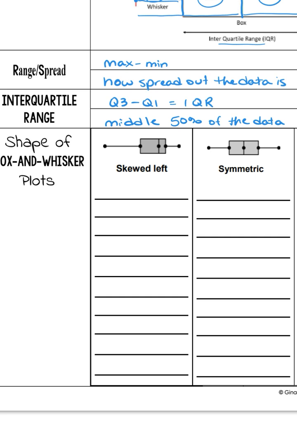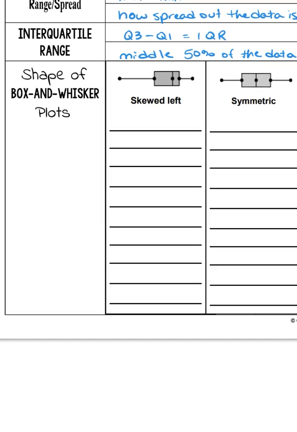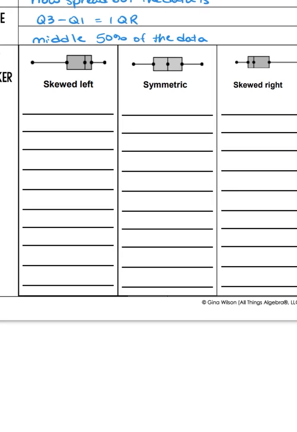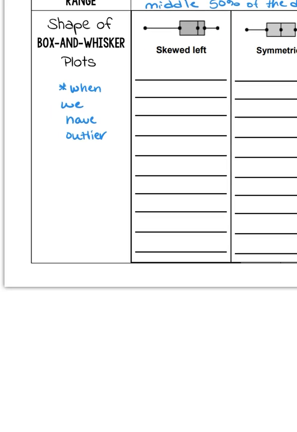Okay? So the shape changes when we have outliers. Okay? So when you have an outlier, it's going to move the mean more than it's going to move the median. Okay? So when you have an outlier, we use median instead of mean.